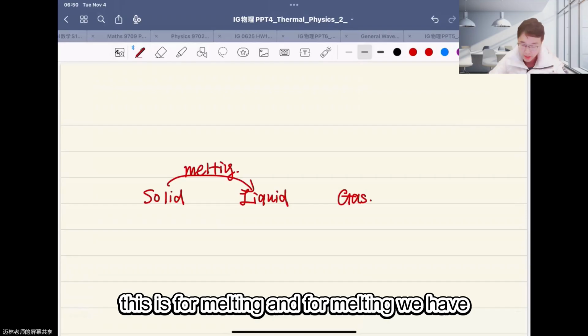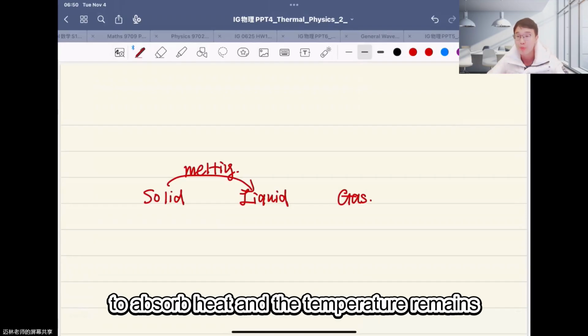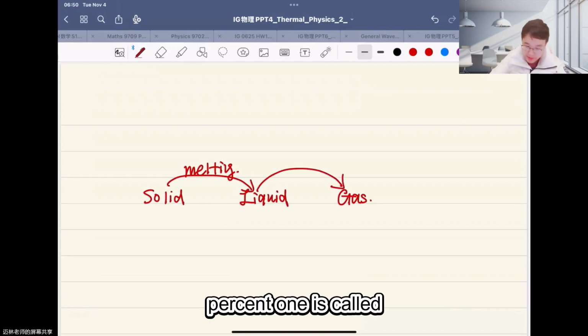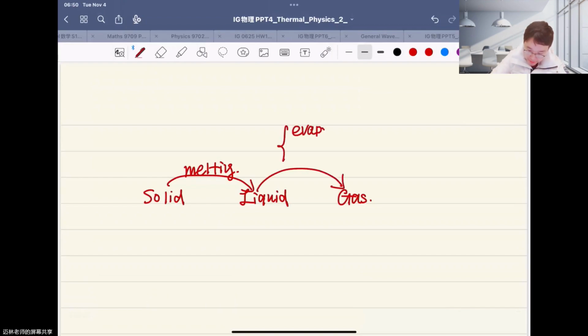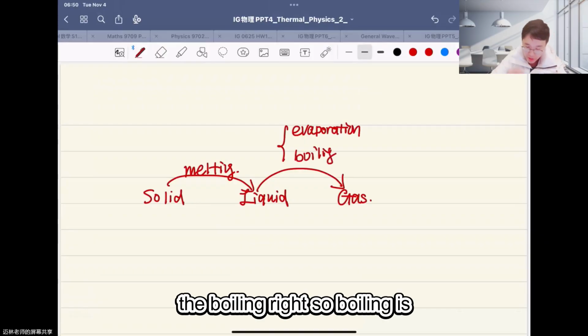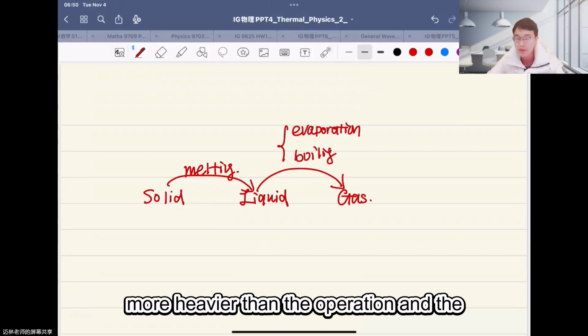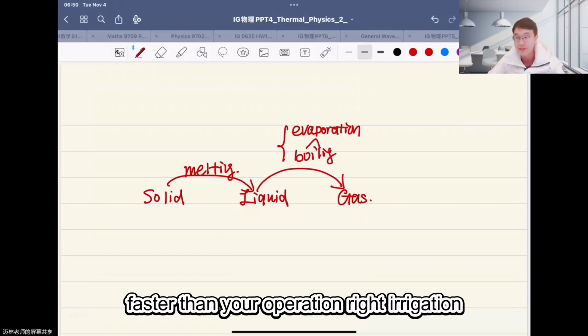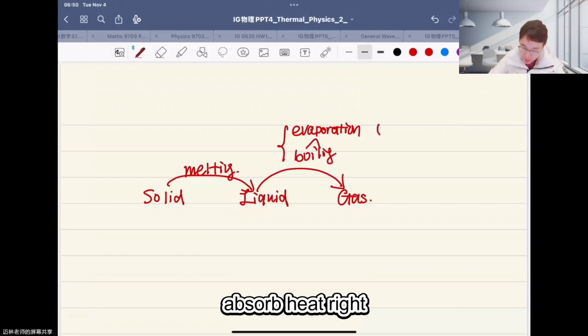This is for melting. And for melting, we have to absorb heat and the temperature remains at the melting point, right? And from liquid to gases, there are two processes. One is called evaporation and another is called boiling, right? Boiling is heavier than evaporation and the speed is faster than evaporation, right? Evaporation absorbs heat, right?